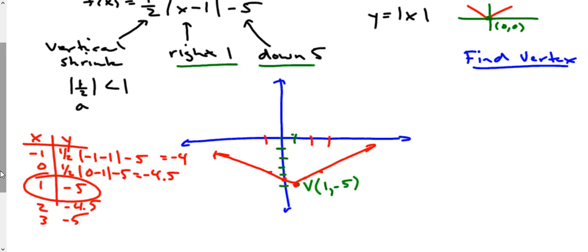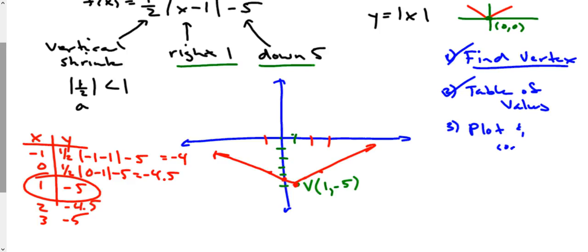So we find our vertex first, check, and then we do our table of values, check, we plot everything, and connect the points. Check, check, and we just did our transformation.